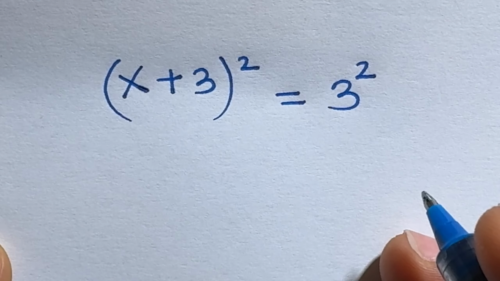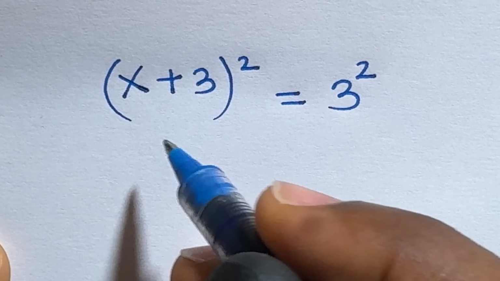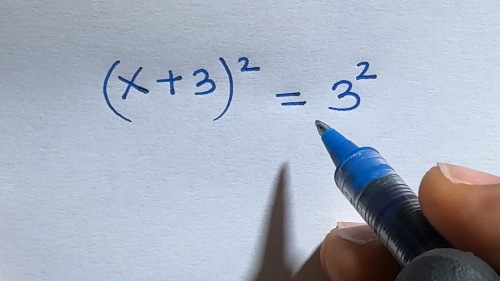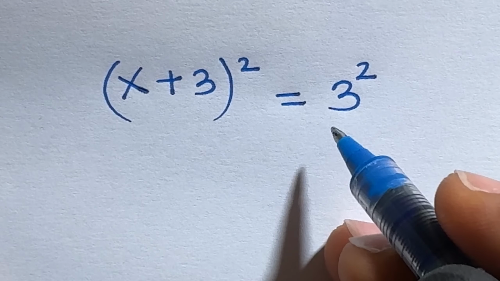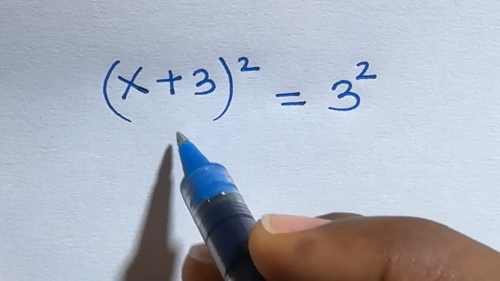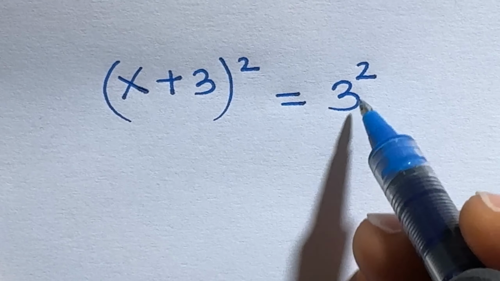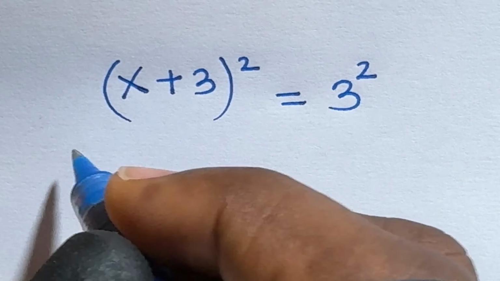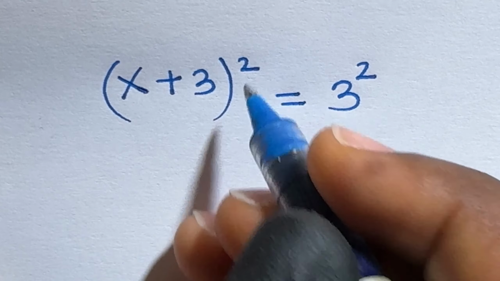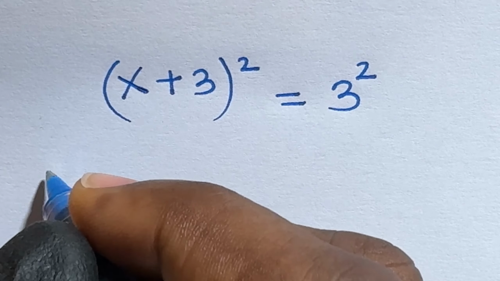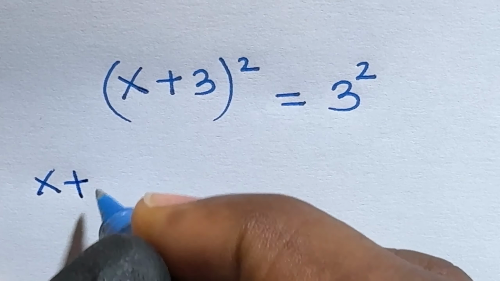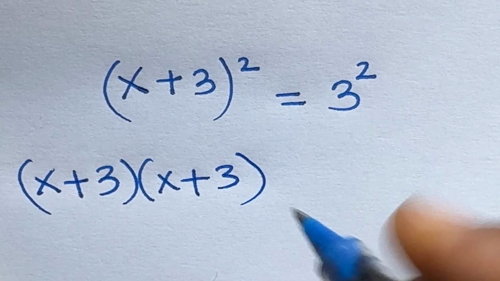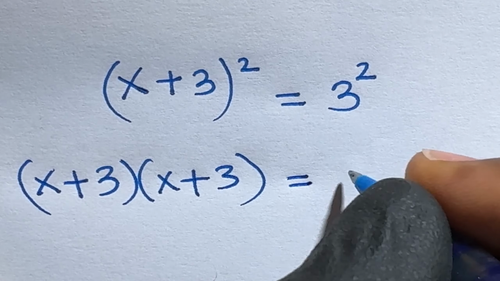In this video, we want to solve for x and we are given (x + 3)² = 3². There are two ways to solve this problem and the first one I'm going to apply is to open up this bracket on the left hand side and express 3² as 9. To open up this bracket, I'm going to multiply x + 3 by itself because I have squared here. This will mean x + 3 being multiplied by x + 3. And then on the right hand side, I have 3², which is 9.